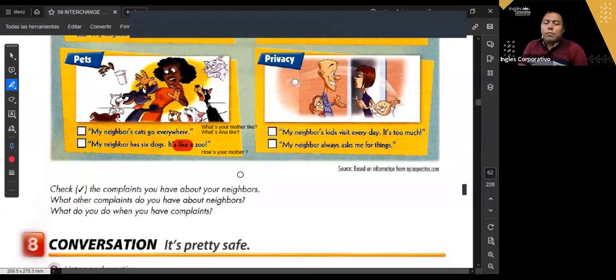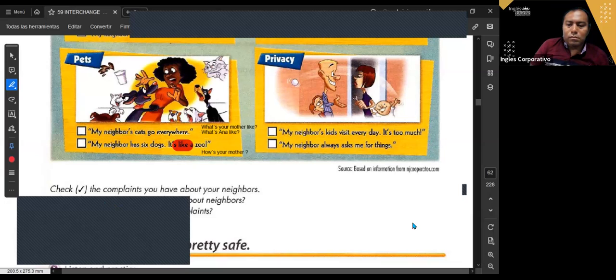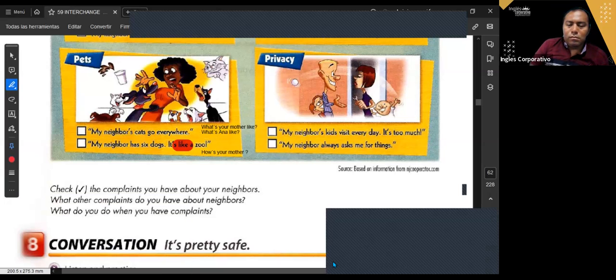Listen and practice. How do you like your new apartment? I love it. It's downtown, so it's very convenient. Downtown? Is there much noise?